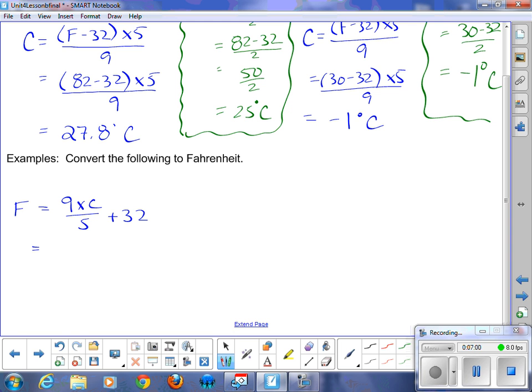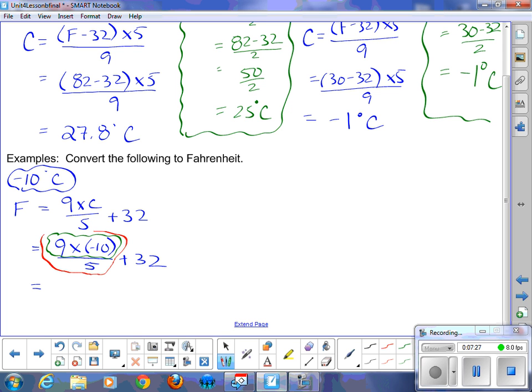So what happens if I know that it is negative 10 degrees Celsius out today? If it's negative 10 out, what's that in Fahrenheit? We do 9 times negative 10, divide by 5, and add 32. Step 1 is to do the multiplication, 9 times negative 10. Your second step is then to divide by 5. And your final step is to add the 32. So we have negative 90, divide that by 5, add the 32, and you'd be telling the person that it's 14 degrees Fahrenheit.